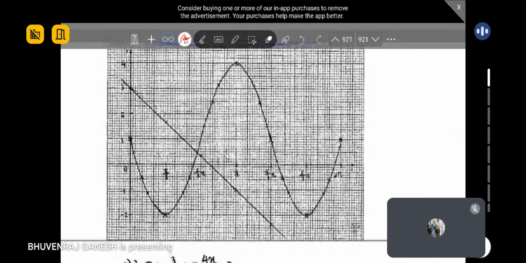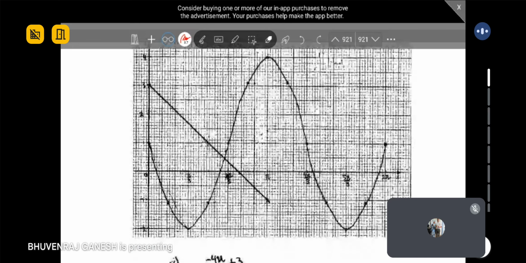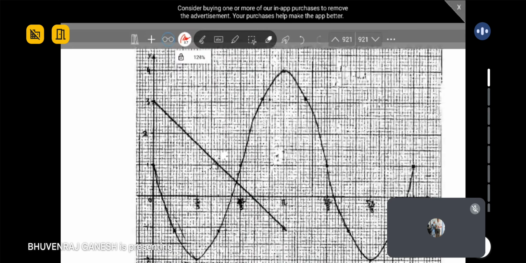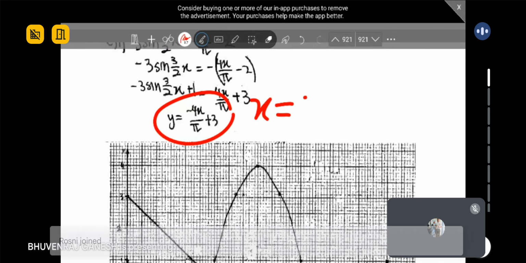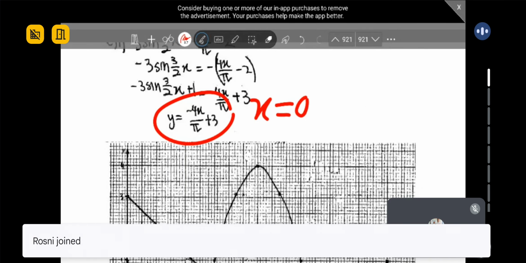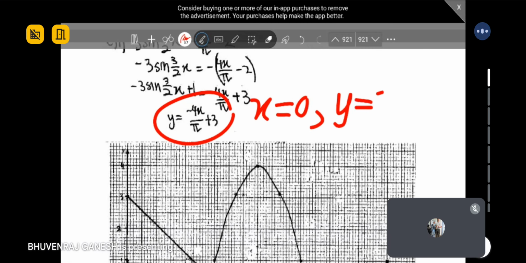So now, they ask you to state the x. So how to state the x? Okay, so first step, you draw the straight line. Okay, so straight line, how to draw? Very simple. X equal to 0. Find your y value, guys. So y value is 3. Am I right? So pintasan y is 3.